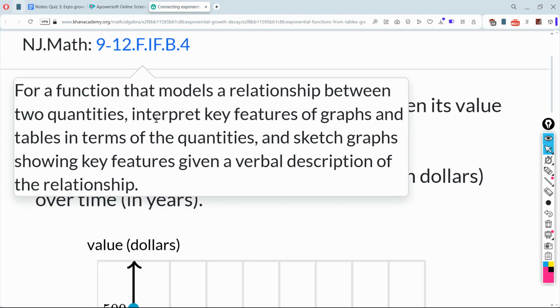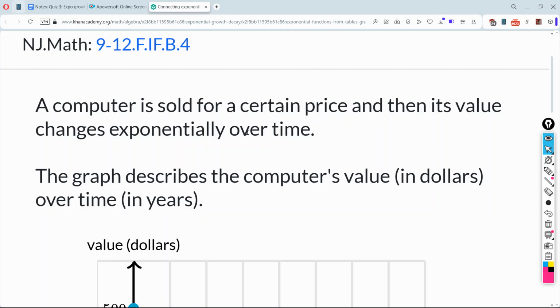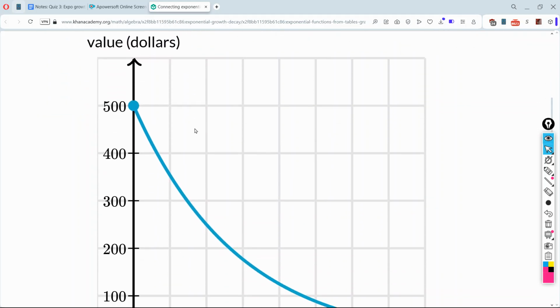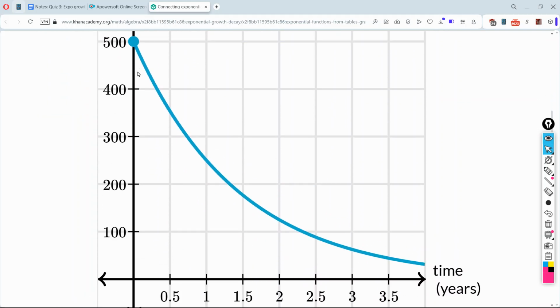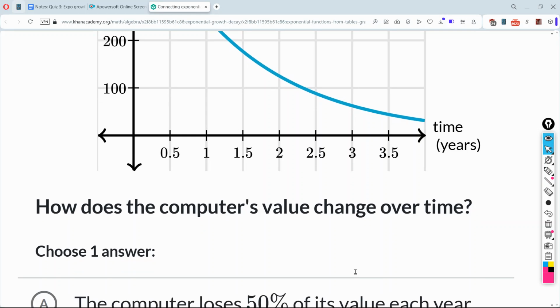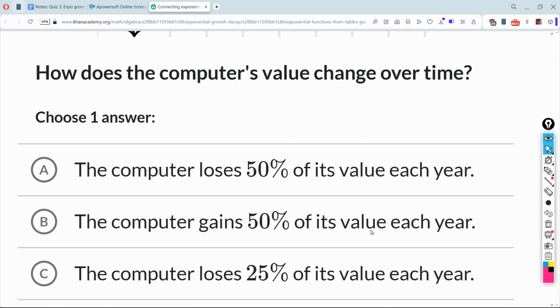All right, one more. A computer is sold for a certain price and then its value changes exponentially. Graph describes the value over time. All right, so the value in dollars versus the time. We can clearly see it's a decreasing function, okay? Reading left to right, it's going down. How does the value change?